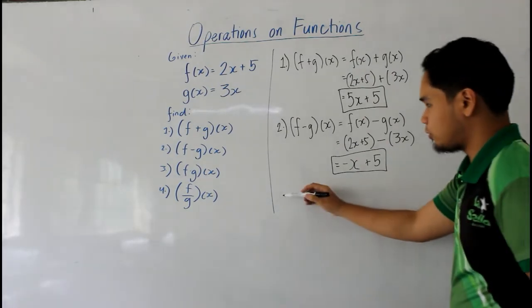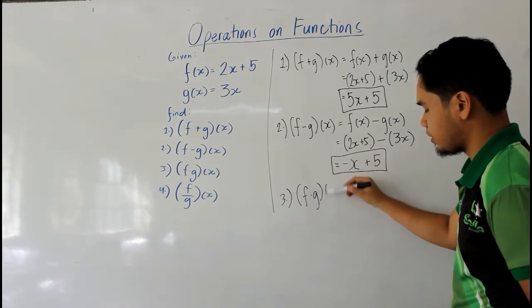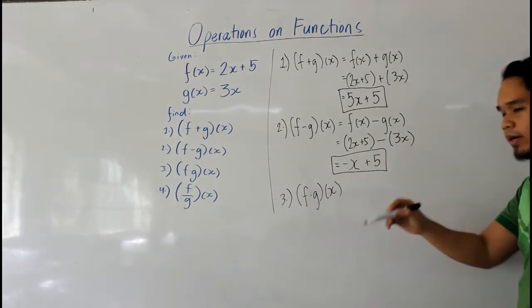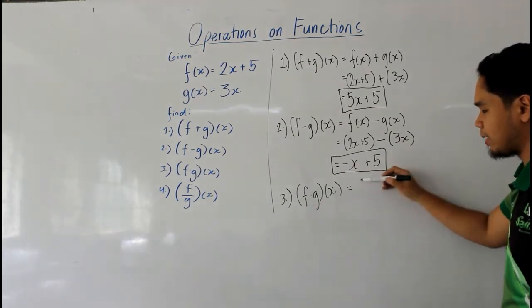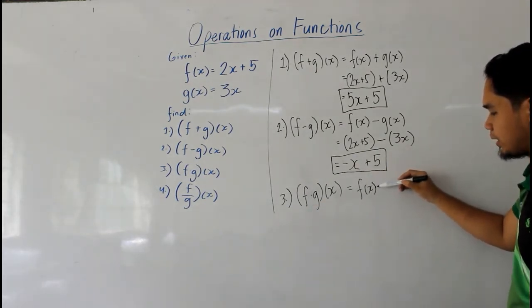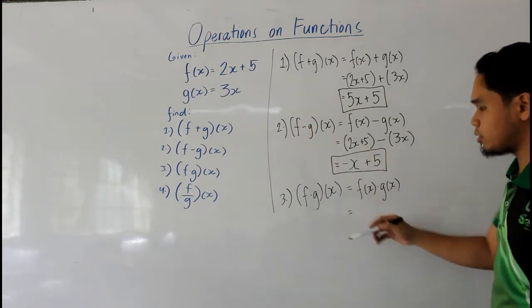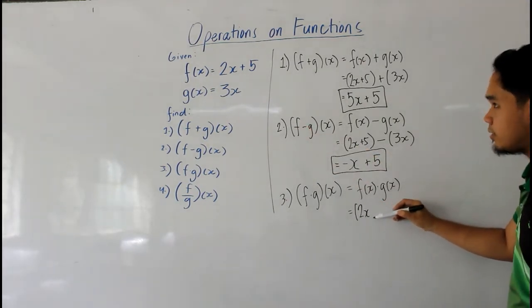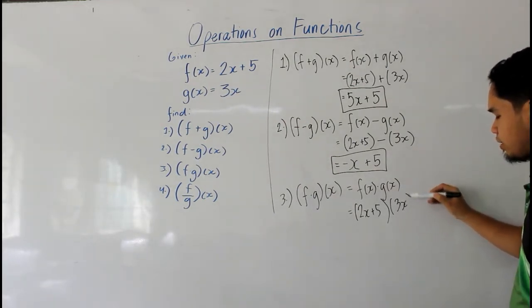Okay, now let's go to number 3. So f times g of x. Again, going back to the formulas way back then, simply multiply them: f of x times g of x. So substitute: we have 2x plus 5 for the f, and then 3x for the g of x.